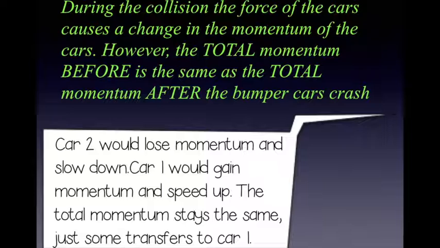Now explain. During the collision, the force of the cars causes a change in the momentum of the cars. However, the total momentum before is the same as the total momentum after the bumper cars crash. Car 2 would lose momentum and slow down. Car 1 would gain momentum and speed up. The total momentum stays the same, but the momentum just gets transferred from car 2 to car 1.